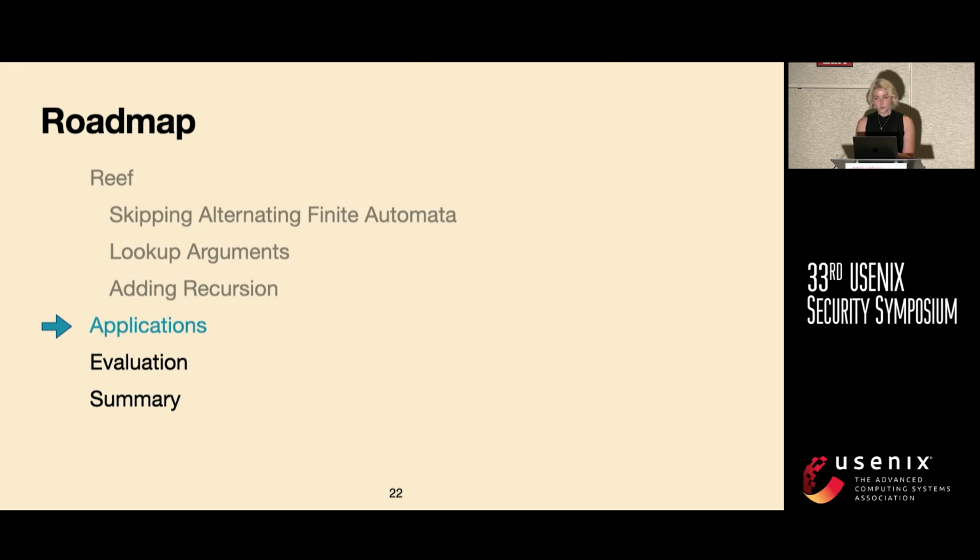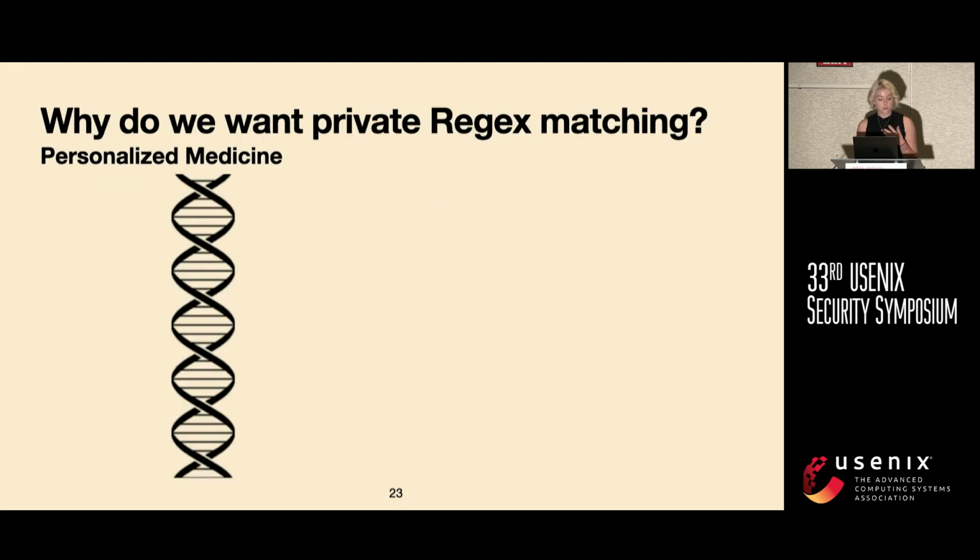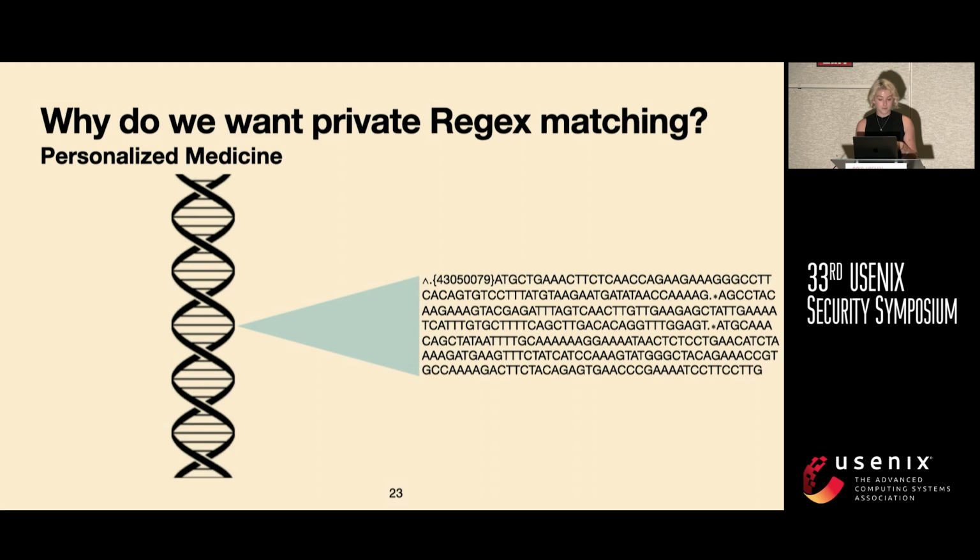So with Reef, we wanted to make sure that it was very generally useful, so we looked at a wide variety of applications. These include personalized medicine. For example, you might want to prove for genetic testing that you do or do not have a specific genetic mutation. This can be expressed with a regex. So in this case, we're working over large documents, large SAFAs, but a very small alphabet.